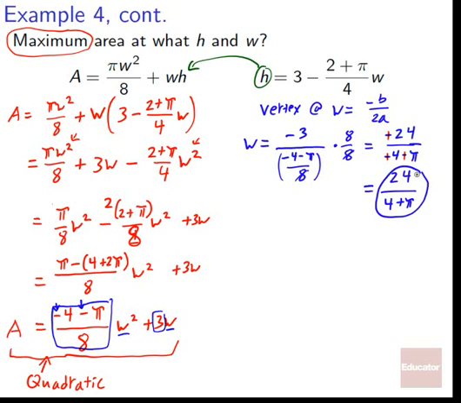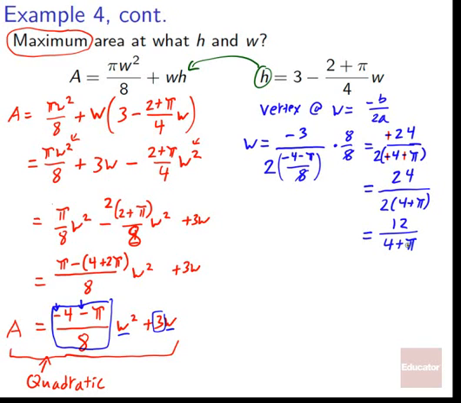Oh, whoops. Sorry, just realized I made one tiny mistake. It's 2a, right? So we've got a 2 here, so it's still a 2 up front, so it's not 4 plus pi. Always important to think about what you're doing. 24 over 2 times 4 plus pi, so that cancels to be 12 over 4 plus pi.